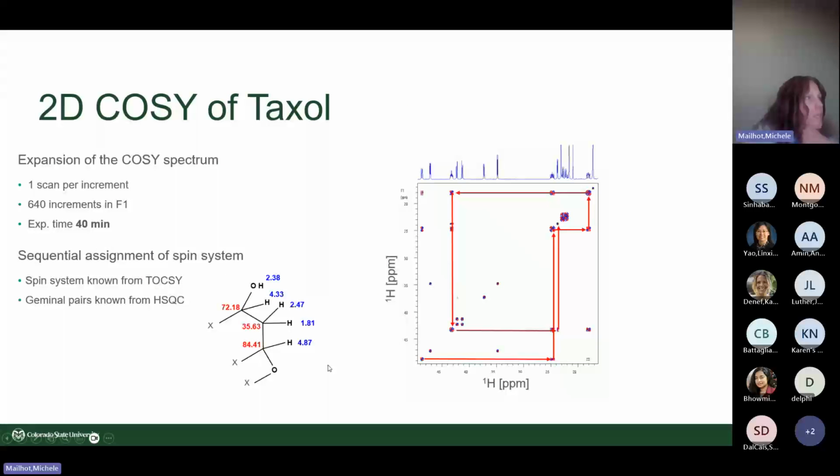For this set of data, I'm just going to highlight one pocket of the COSY data, which is your known structure from the TOCSY and your HSQC. The HSQC gives you the clue that these are CH2 protons, which are easy to pick up because they are geminal pairs, as they're called. So this is the proton axis, this is the carbon axis. If we look at 35, that's this guy.